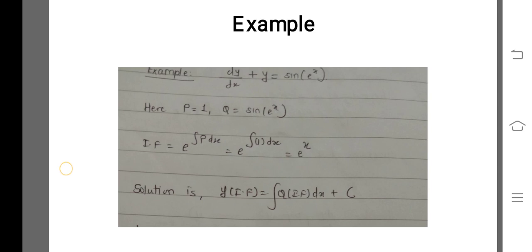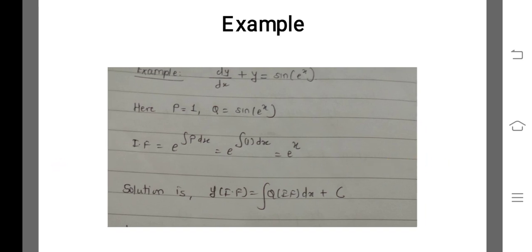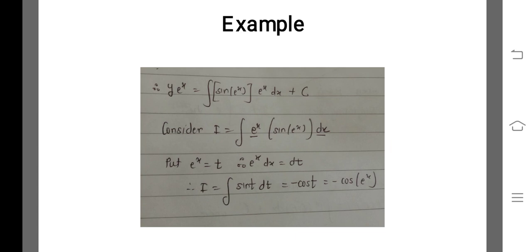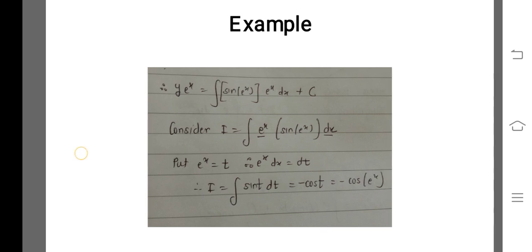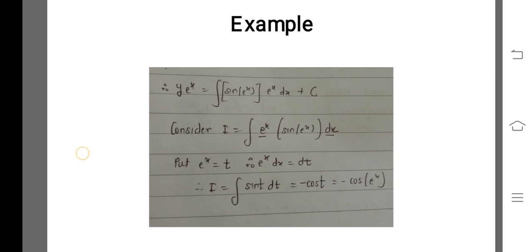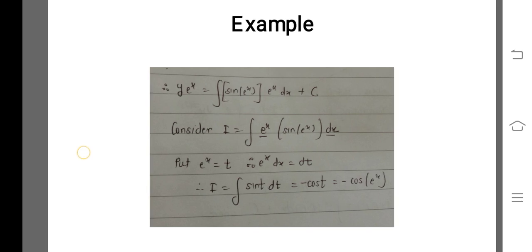The formula for the solution is y into integrating factor equal to integration of the term q into integrating factor dx plus c. Let us write down the value of integrating factor in this solution. So we will get y into e to the power x equal to integration of e to the power x into sine of e to the power x dx plus c. We will consider this as I equal to integration of e to the power x into sine of e to the power x dx.